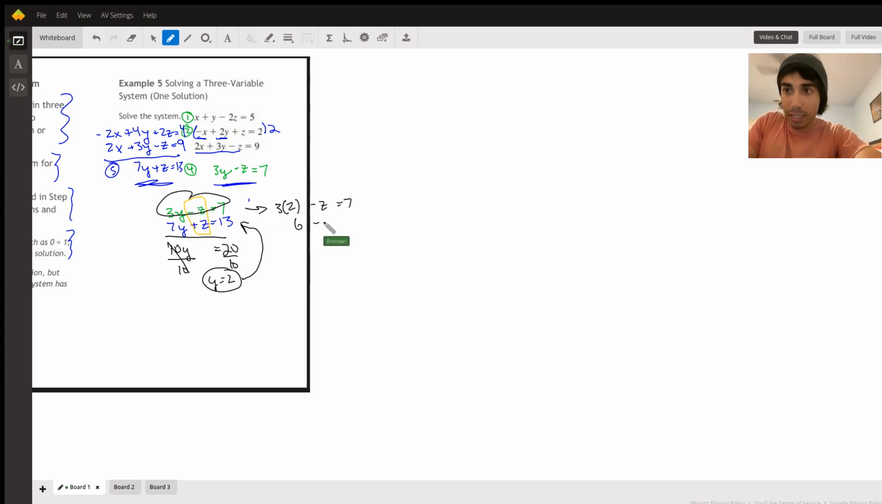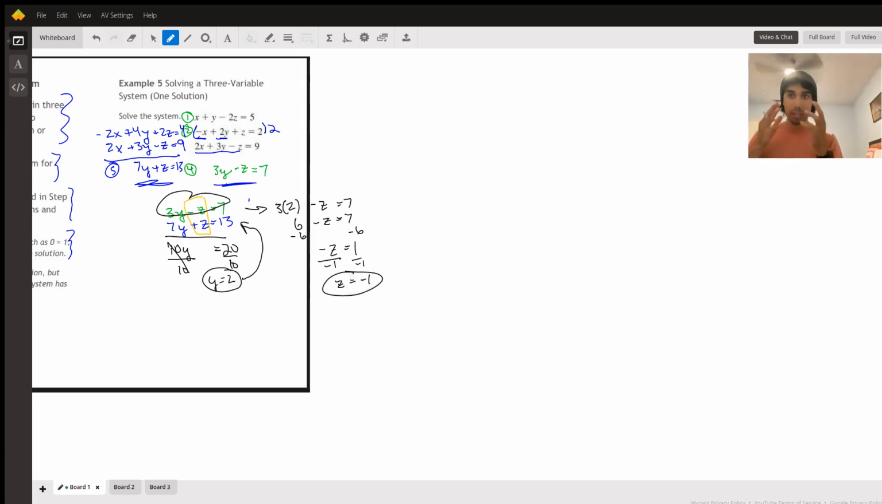So I've got 6 minus z equals 7. I can subtract my 6 on both sides. Don't forget that's a negative z equals negative... Oh, no, that's a positive 1. 7 minus 6 is 1. And then we can divide by negative 1 on both sides. Get that negative out of there. So that would be positive z equals negative 1.